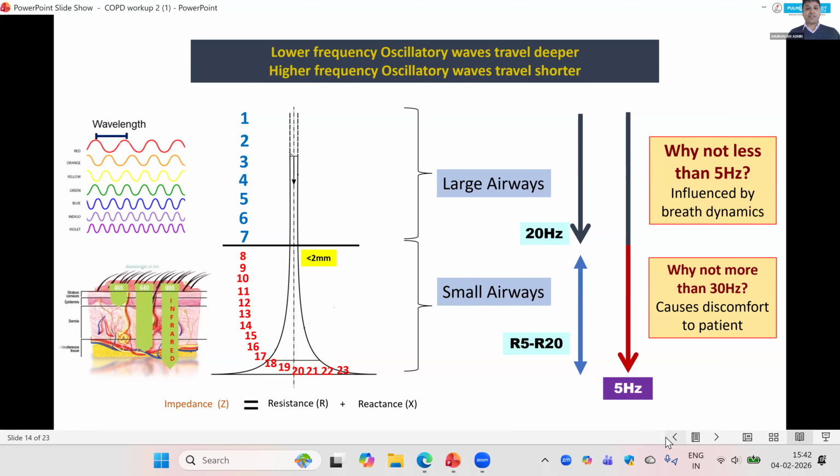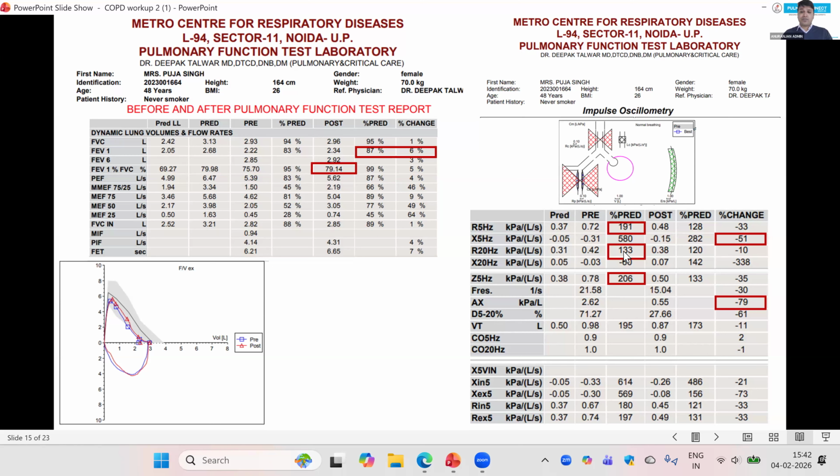same patient doing spirometry as well as impulse oscillometry. You can see the Z5 is 206. Normally we can take it around 140, so this is increased, and the resistance is also 191 at 5 hertz, while at 20 hertz it's normal, which is 133. If you take 140 as around normal, then of course 191 minus 133 will be significant, and this patient will have small airway disease. So this is an example.